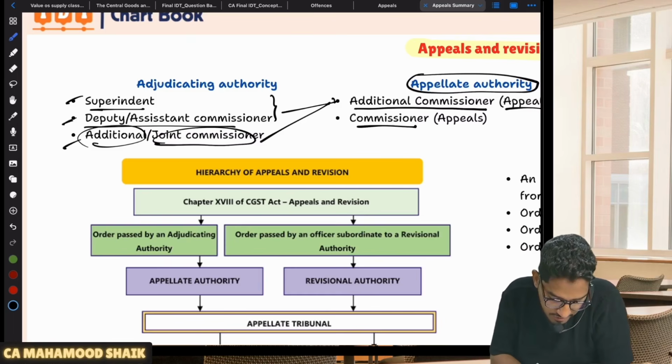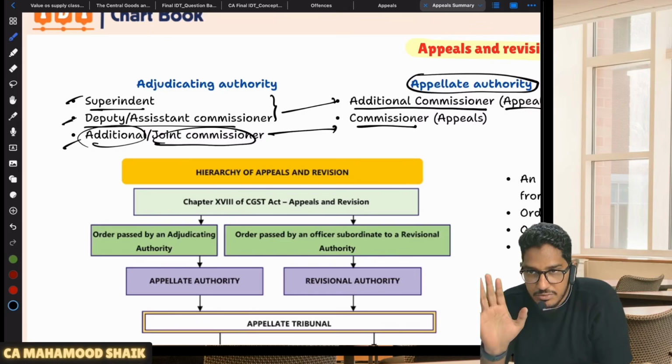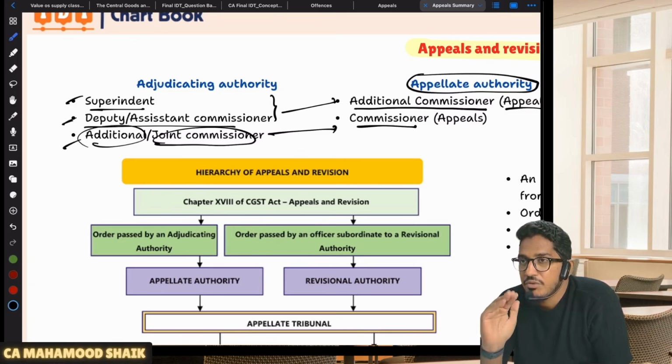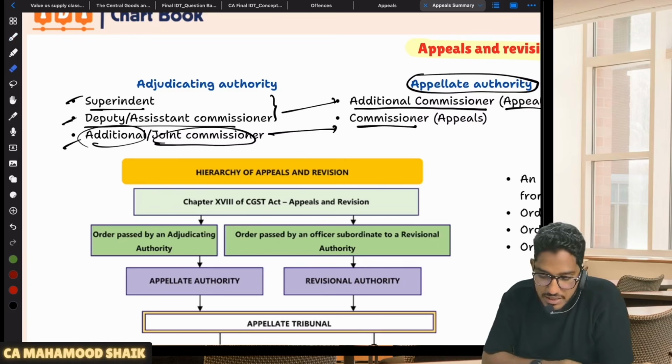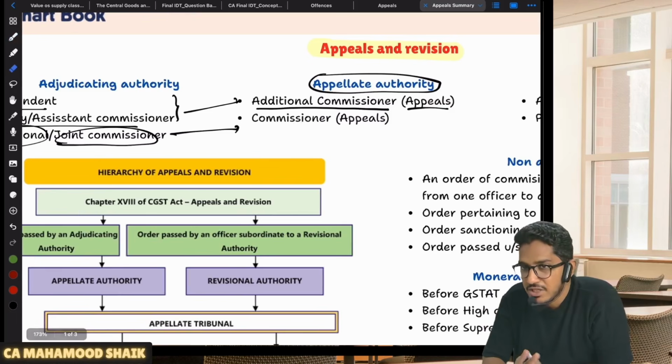So then what will I do? I will file an appeal with the commissioner appeals. Able to understand what I said here? Clear? So first the adjudicating authority will come. Depending on the adjudicating authority, if you want to go for appeal, you can go for appeal with these two people. So either you can go for additional commissioner appeals, or you can go for commissioner appeals.